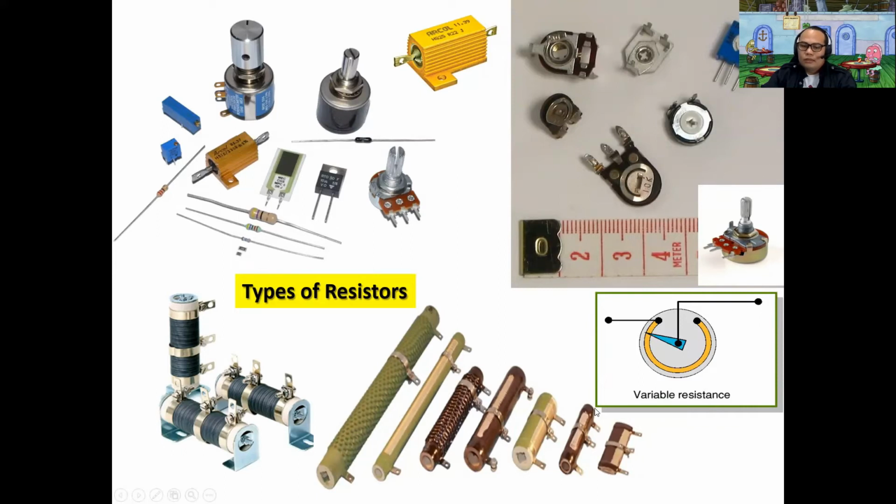These are the resistors that we need to know. Typically they are very small. Some you can also adjust using a screwdriver to adjust the resistance, but usually the most commonly used are the carbon resistors and this potentiometer, where you use a knob to adjust the resistance.